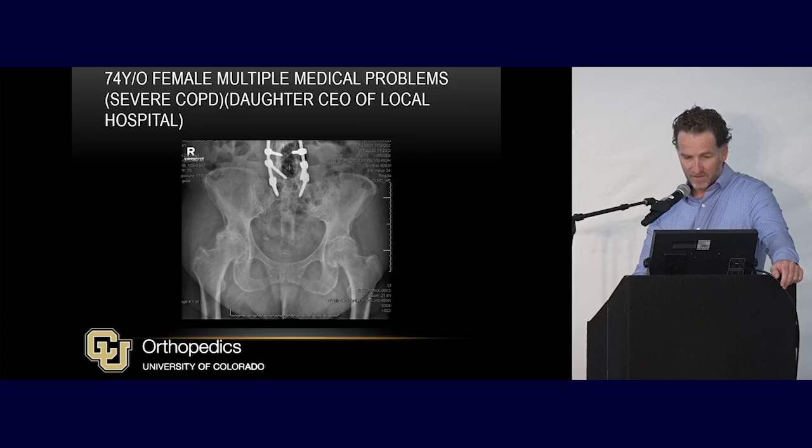74, very, very sick. And her daughter's the CEO of our pediatric hospital on campus. So let's start with Alfred. What else do you want in this patient? She's obese. What's your workup?